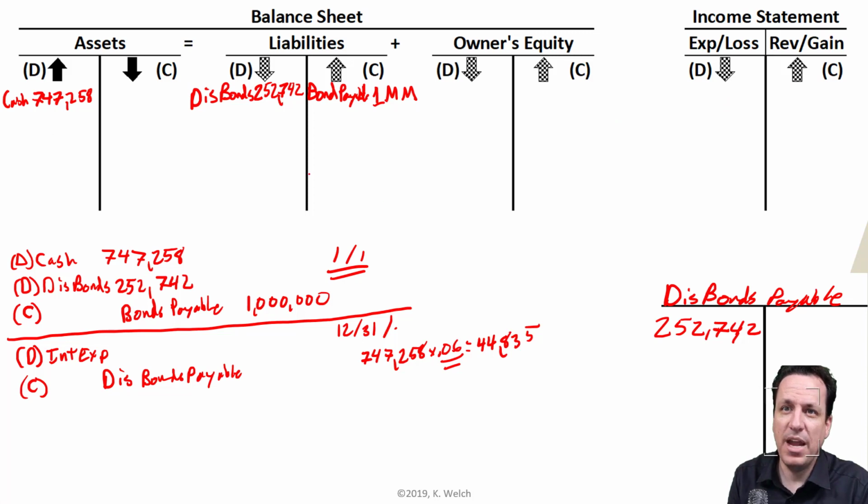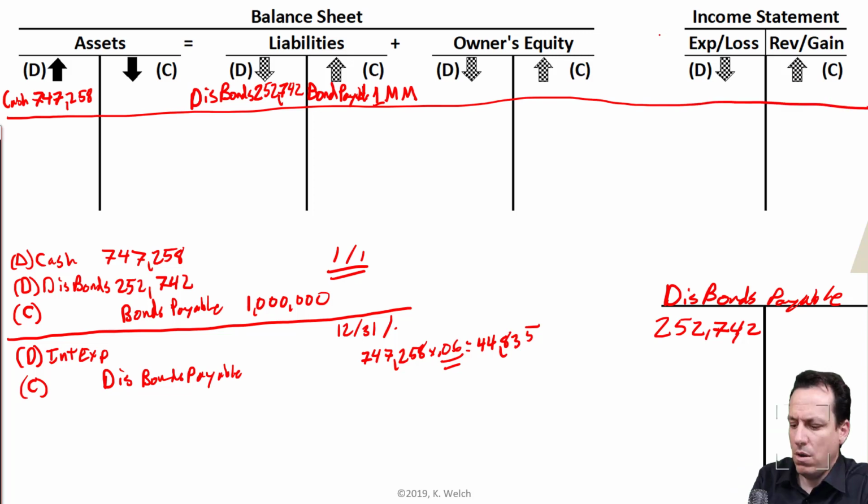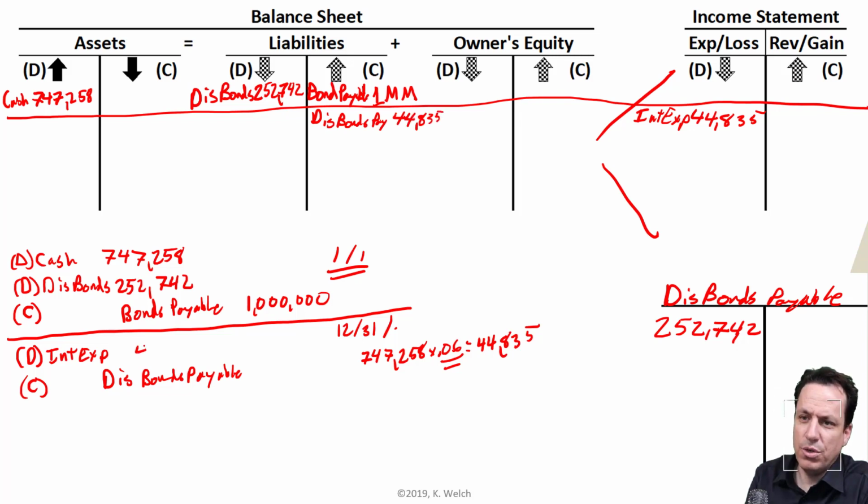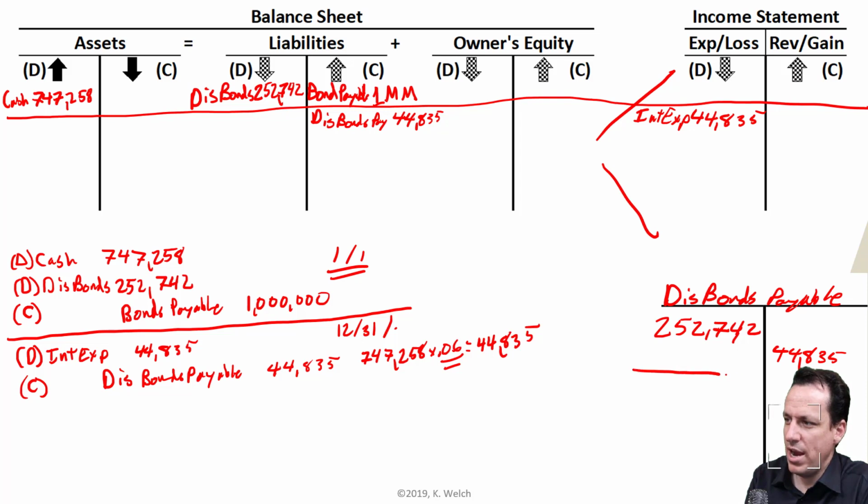So in this first payment period, right after they're issued, recall our income statement goes into our owner's equity. And so that interest expense is going to show up on our income statement, and it's going to be 44,835. And then we're also going to have our discount on bonds payable. And that discount is going to be 44,835. And this is what the journal entry will look like. And we have to make sure we keep track of it over here. All right, so that's what we're going to write off.